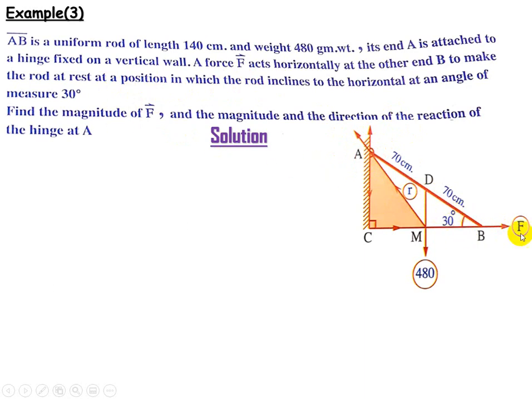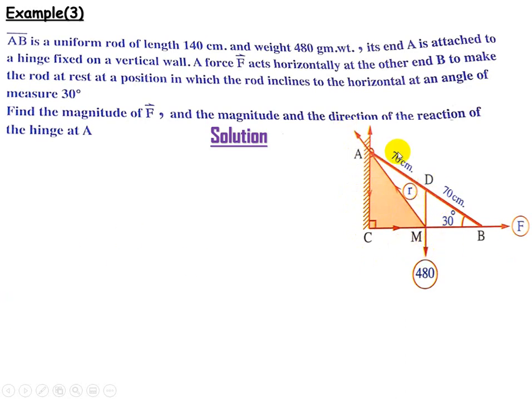Find the magnitude of F, and the magnitude and direction of the reaction at the hinge A. So we extend the force F to intersect the weight at point M. So the reaction from A, its extension should pass through M. So the triangle ACM is a triangle of forces, its sides taking the same cyclic order and parallel to the lines of action of the three forces.